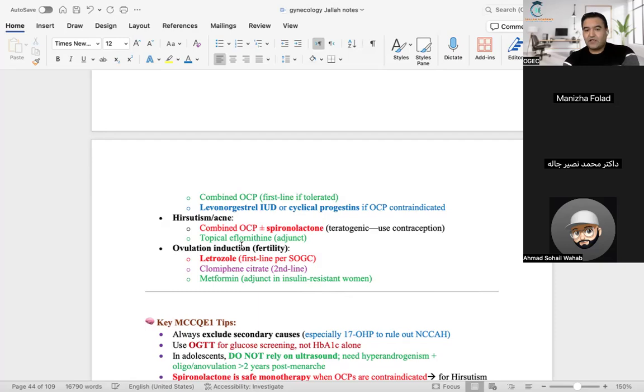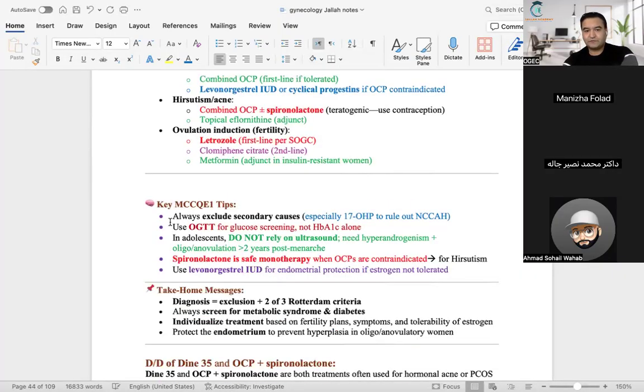Topical L-carnitine is an adjunctive treatment only for the hirsutism. Letrozole: if your patient is in your clinic and the main concern is about fertility, always go with letrozole first. It's the first best choice, and the second best choice is clomiphene. Metformin is an adjunctive treatment or option.